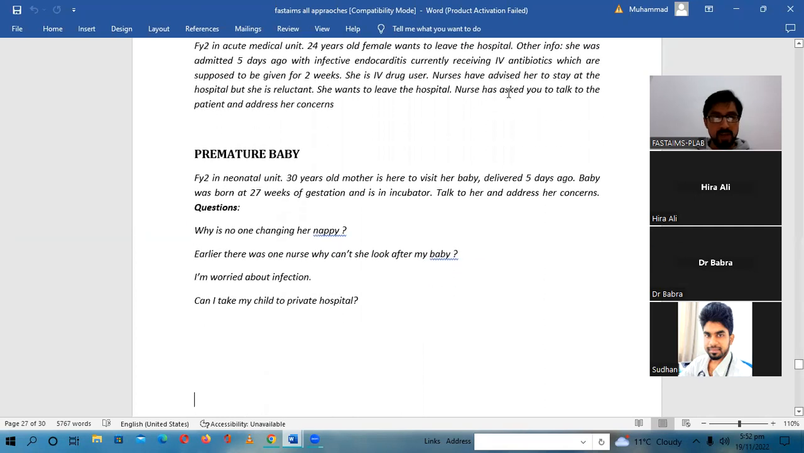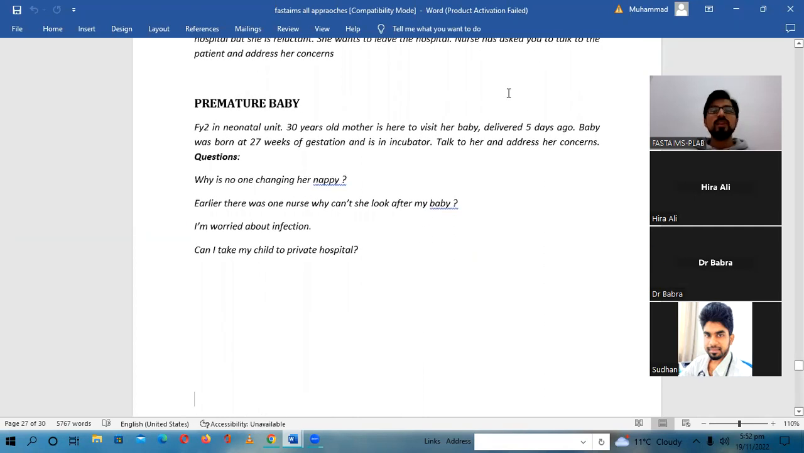There's a premature baby. You are in a neonatal unit where a 30 year old mother is here to visit her baby. She delivered 5 days ago. The baby was born at 27 weeks of gestation and is in an incubator. Talk to her and address her concerns. There are some questions from the mother's side. Why is no one changing her nappy? Earlier there was one nurse. Why can't she look after my baby? I'm worried about infection. Can I take my child to a private hospital? So these are the mother's concerns.